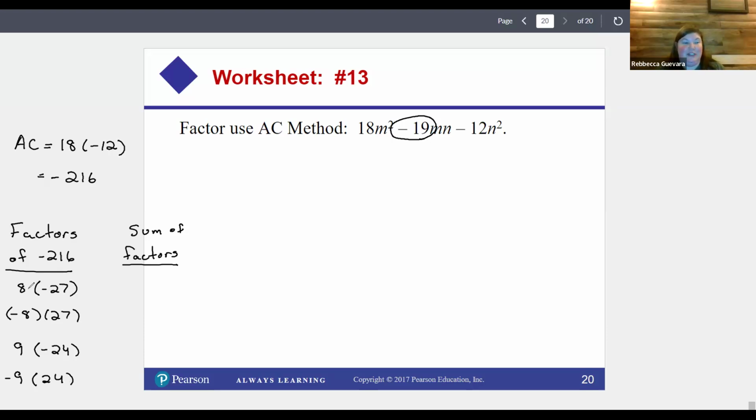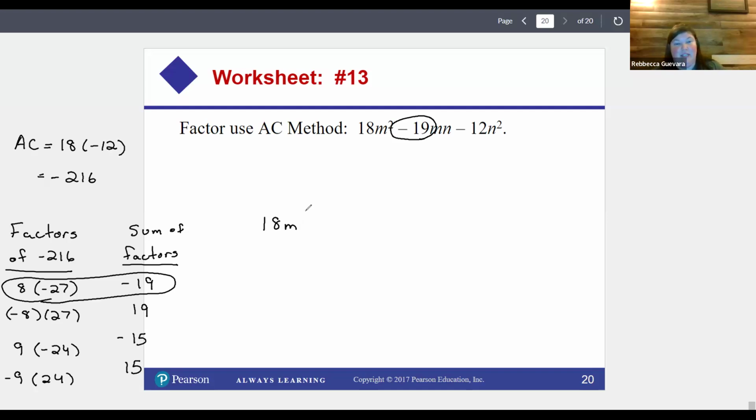So if you do these two here, 8 plus a negative 27, that's a negative 19. Negative 8 plus 27 is a positive 19. 9 minus 24 is a negative 15. And then the next one would be a positive 15. So like I said, that's kind of why I picked those factors, because they were close enough together. I thought this might give me the kind of answer I'm looking for. But we see right here, 8 and negative 27 are giving me that minus 19.